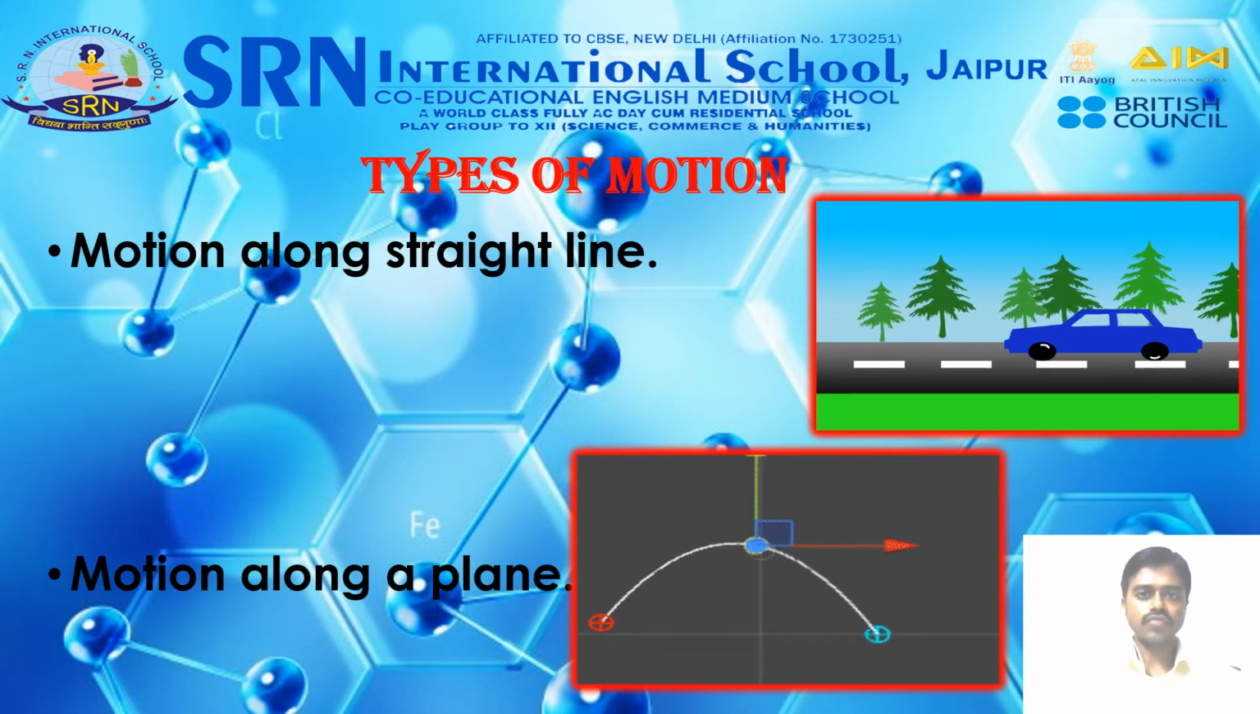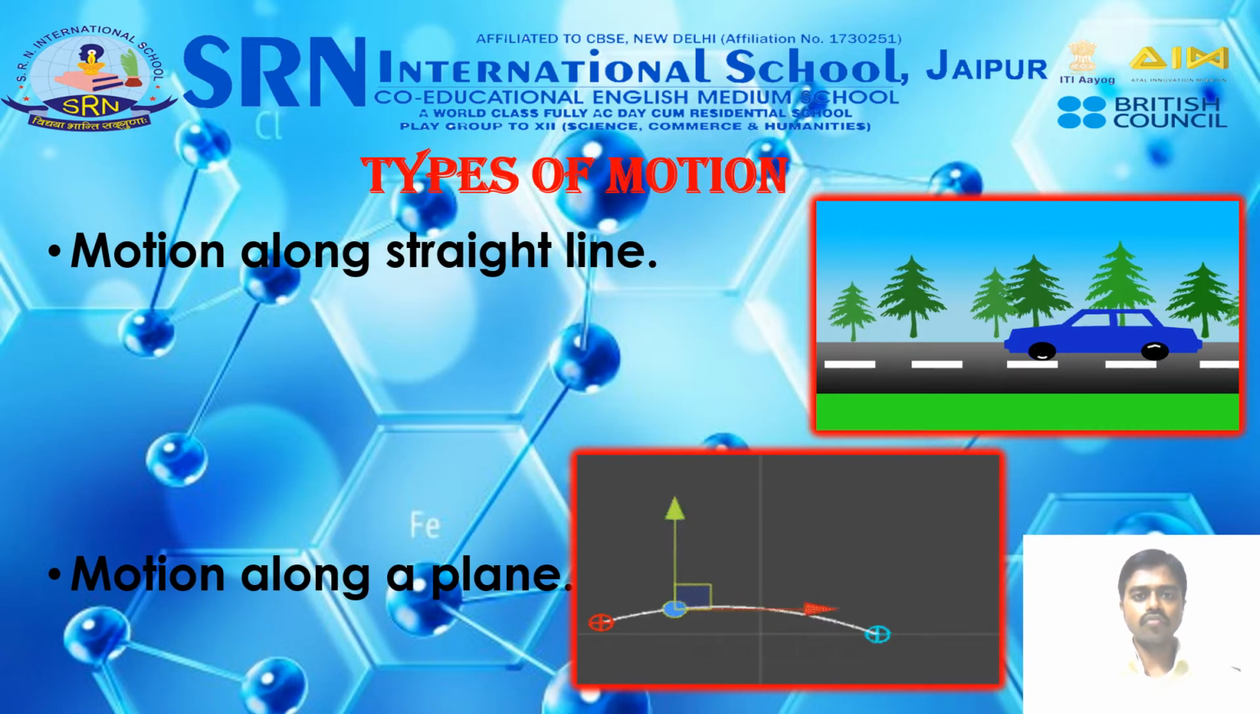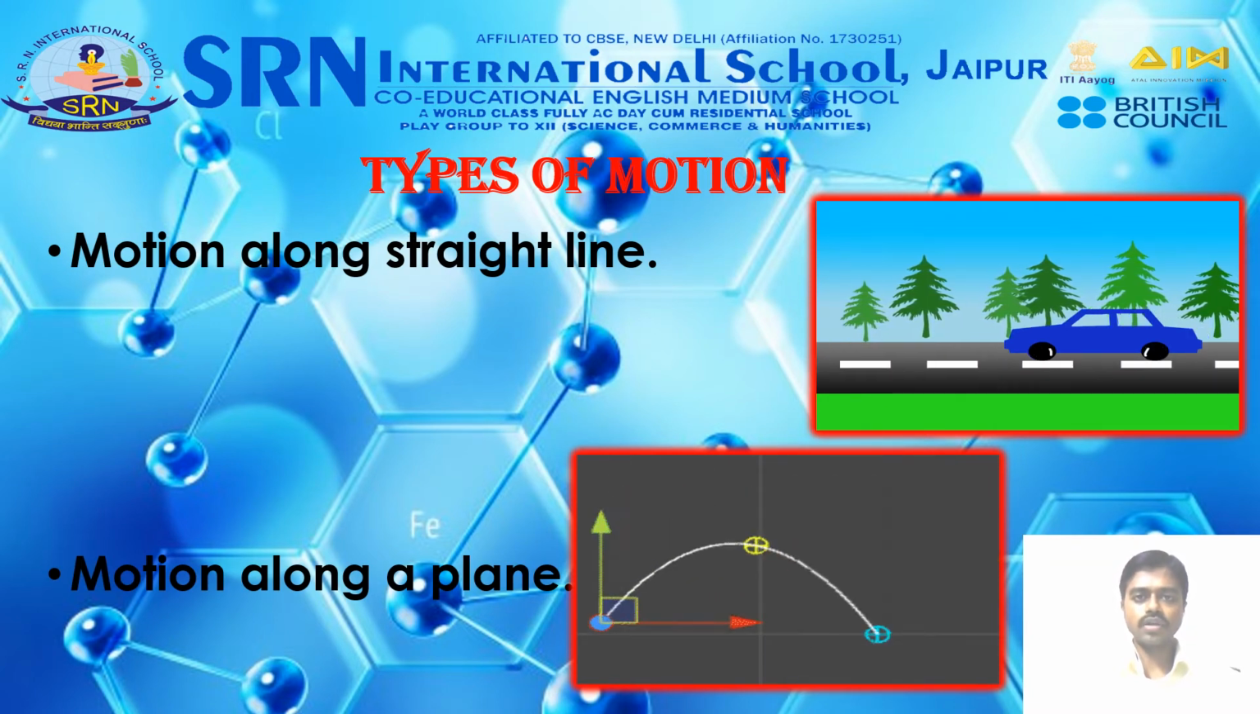Second is classification of motion or types of motion. Broadly, there are two types of motion. First is motion in a straight line and second is motion in a plane. Here in the figure, we can see that a car is driving on a straight road. So this is an example of motion in a straight line.